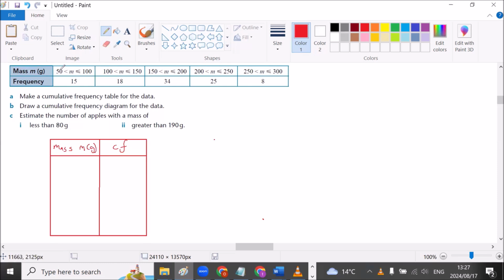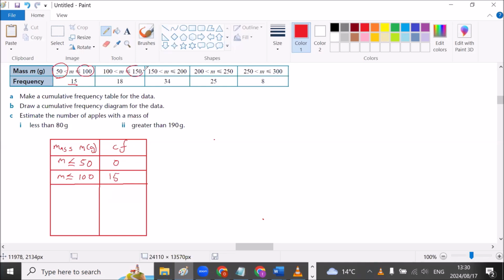Our masses start from above 50 up to 300, so our starting point should be mass less than or equal to 50, which is 0, because mass is starting from above 50 to 300. So we take the lower limit of the first group, then that is our starting point. Our next point is the upper limit of the first group. So we say m less than or equal to 100.